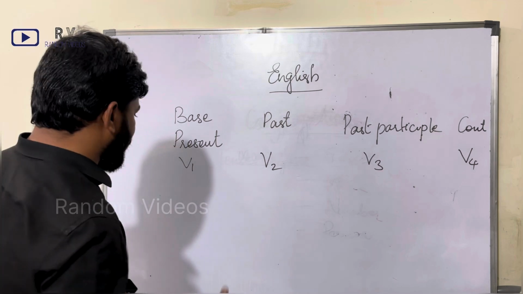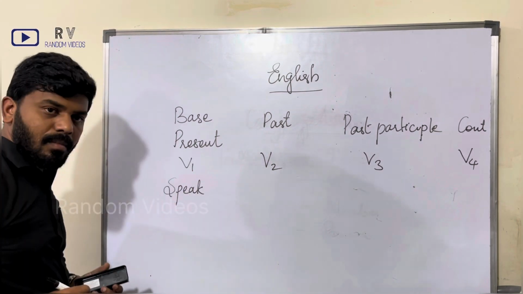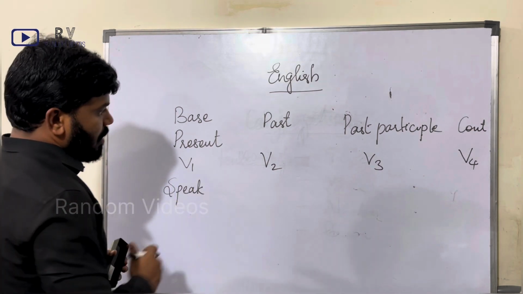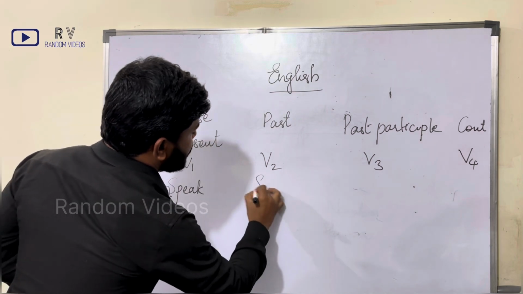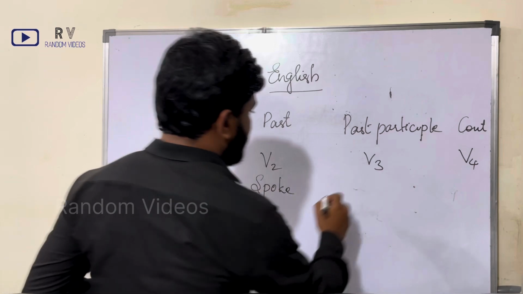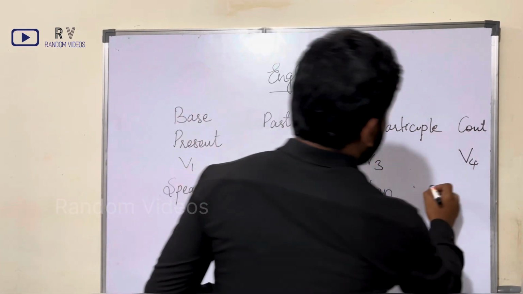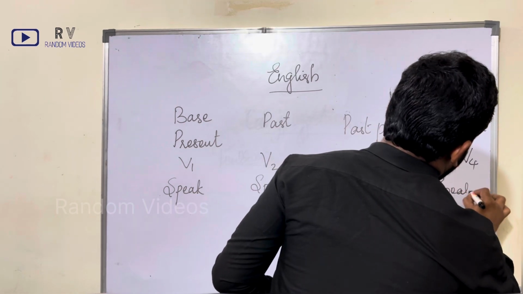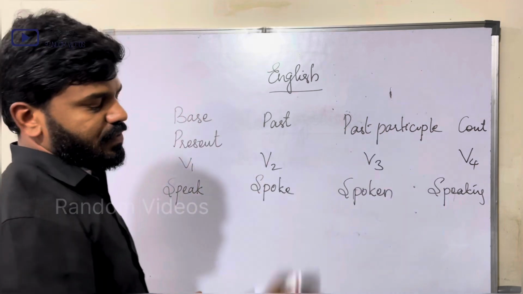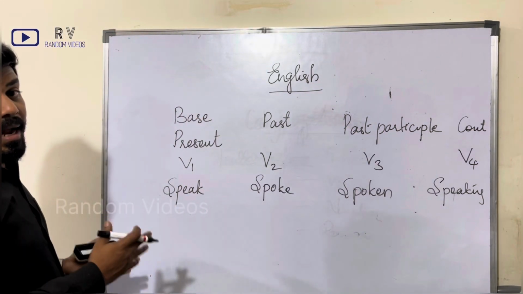Let's take an example of the verb speak. This is the base form. If I have to put it in past form, it is spoke. The past participle form is spoken. And continuous form is speaking. Continuous form is nothing but progressive form, ing form.